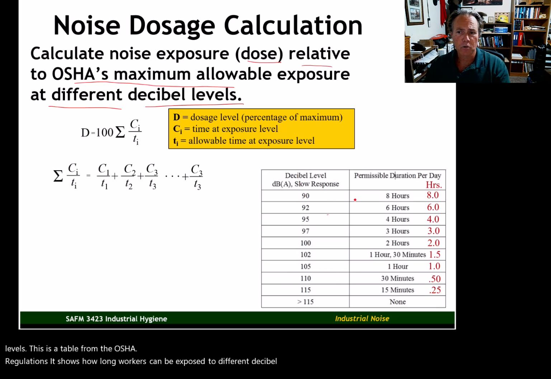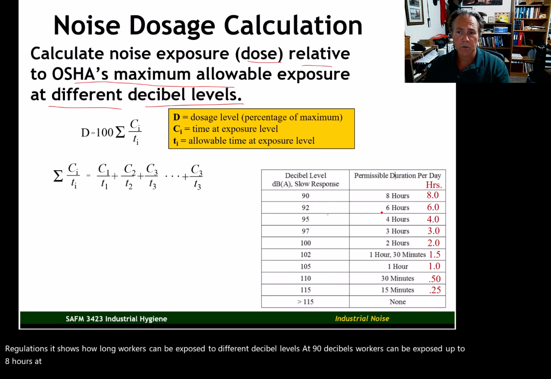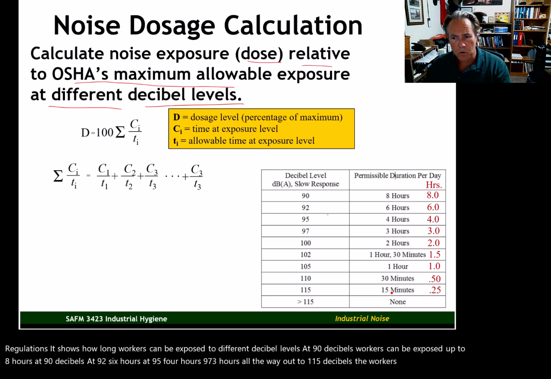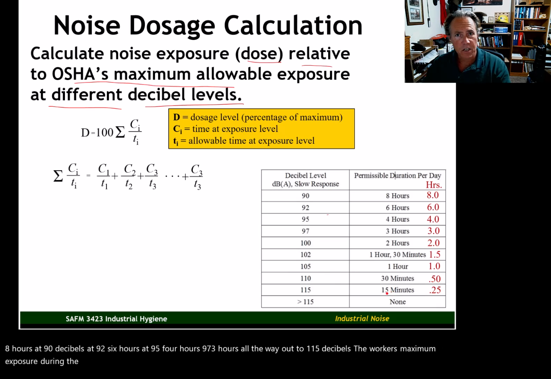At 90 decibels, workers can be exposed up to 8 hours. At 92, 6 hours. At 95, 4 hours. 97, 3 hours. All the way out to 115 decibels, the worker's maximum exposure during the workday is 15 minutes. Workers can't be exposed to more than 115 decibels for more than 15 minutes in an 8-hour workday.